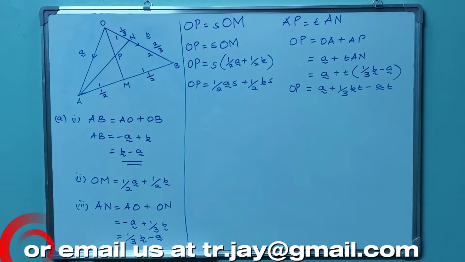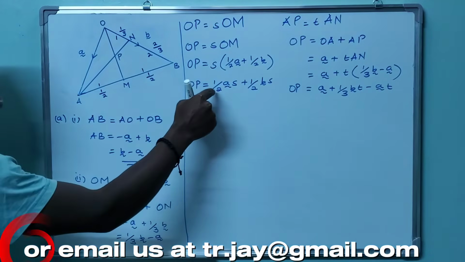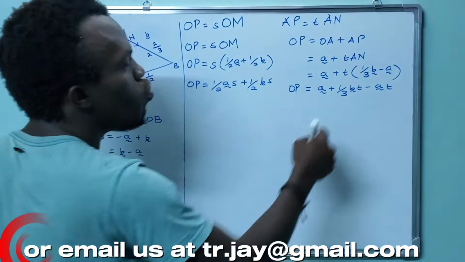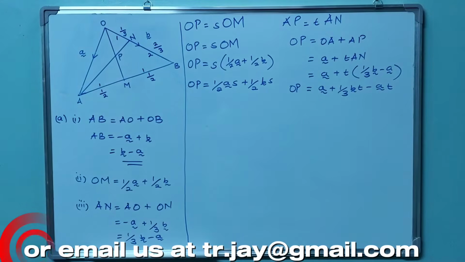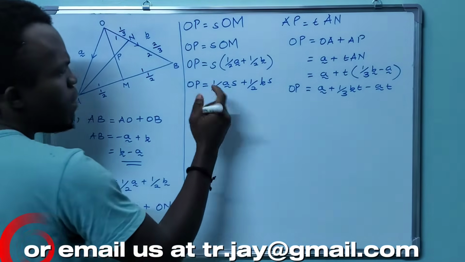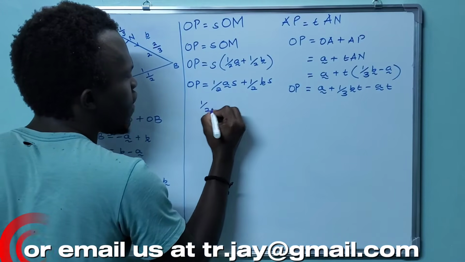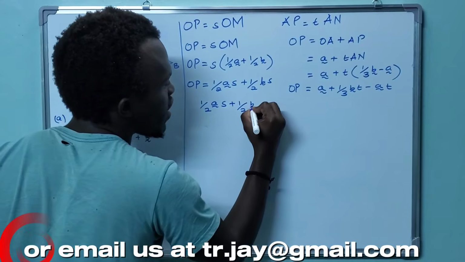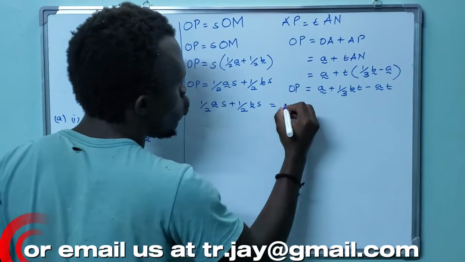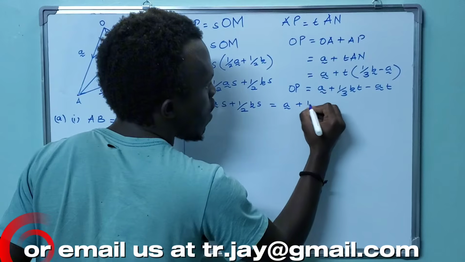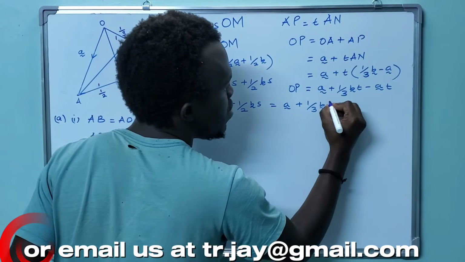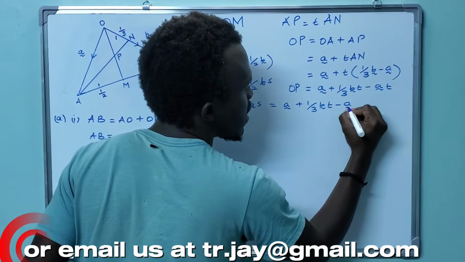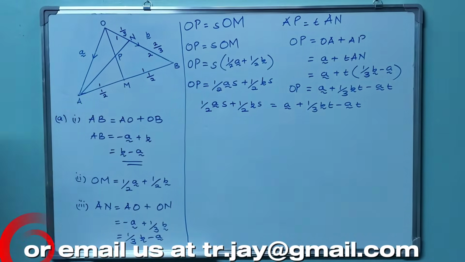Now, remember, we've been told to get the value of S and T. Now, what am I going to do here? Because this equation equals OP and this equation also equals OP, I'm going to equate the two equations. So, I'm going to come here and say, because this one is OP, it means that 1 over 2 vector A S plus 1 over 2 vector B S is equal to vector A plus 1 over 3 vector B T minus vector A T.